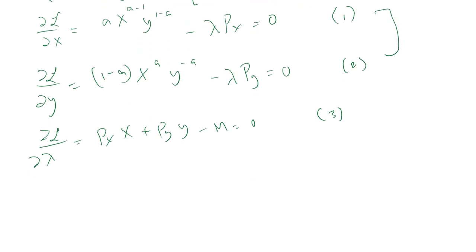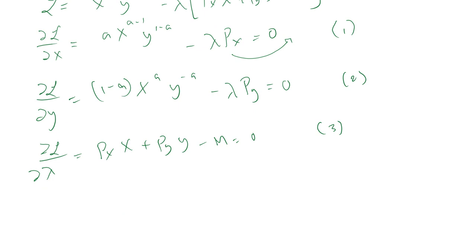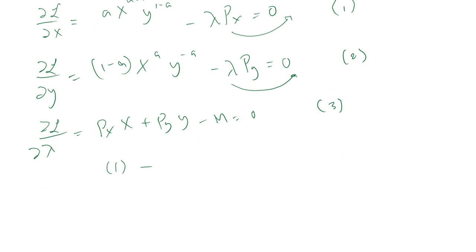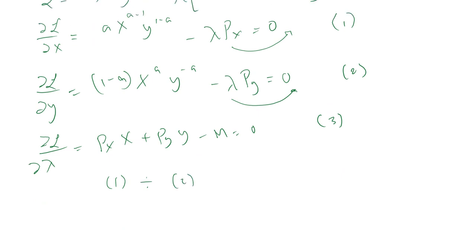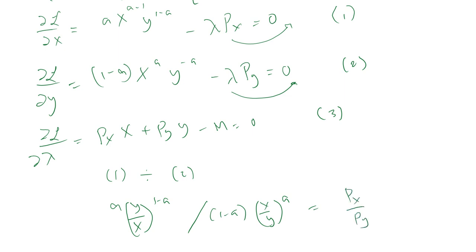Now we combine equation 1 and 2. We move the lambda terms to the other side, and we divide equation 1 by equation 2. So what we would have is a times y raised to 1 minus a, all over x raised to 1 minus a, divided by 1 minus a times x raised to a over y raised to a, is equal to px over py, right?